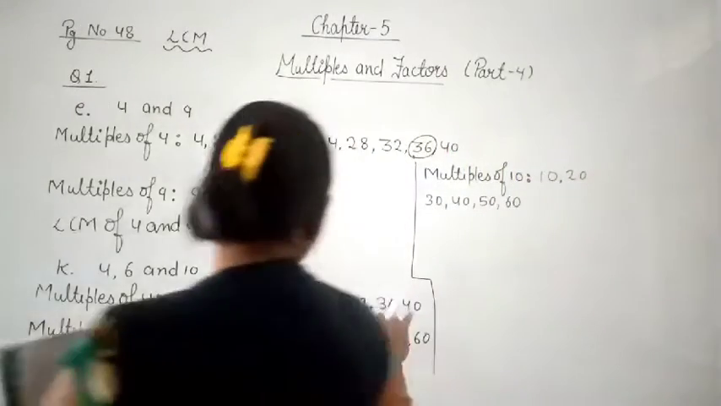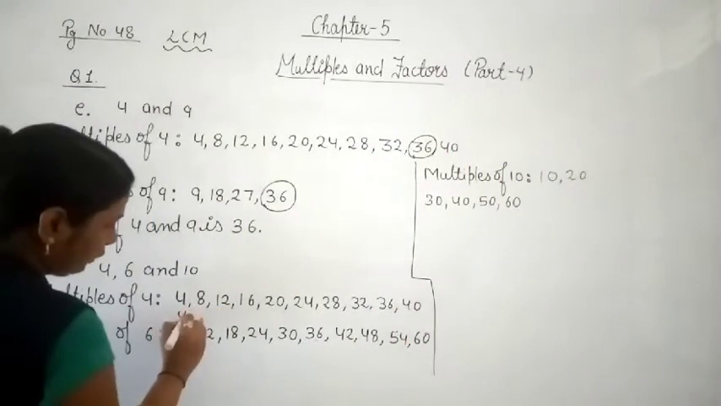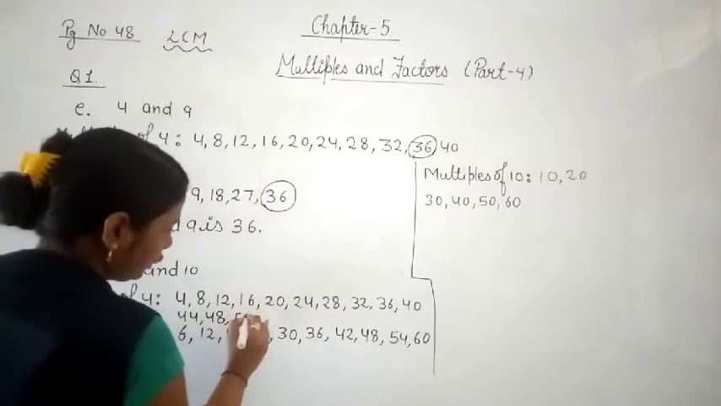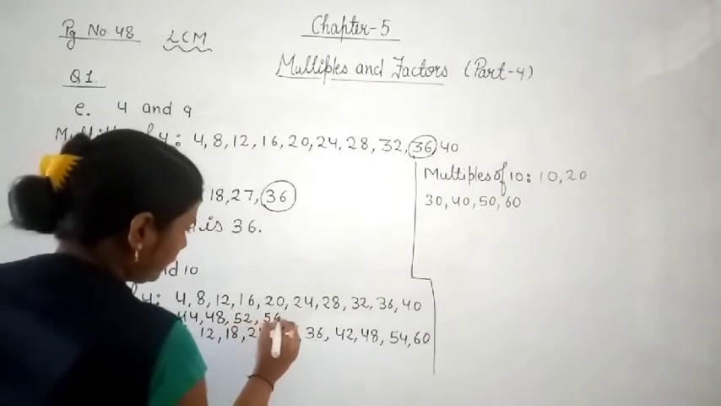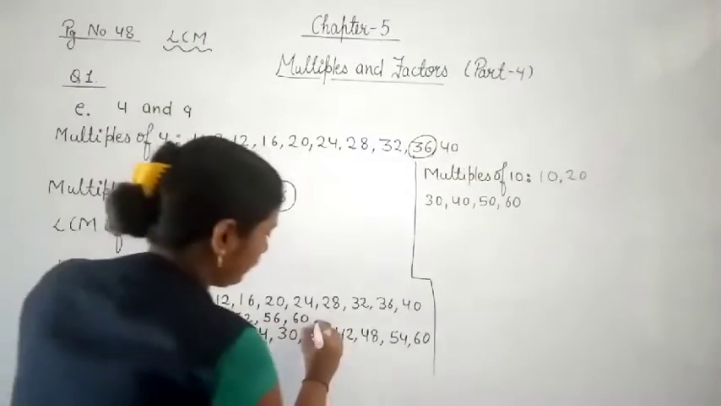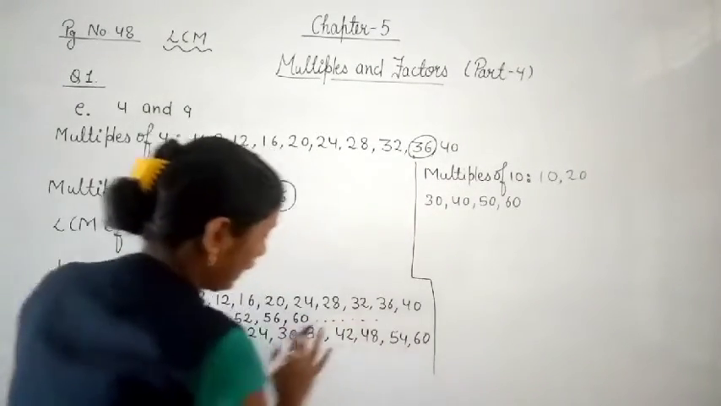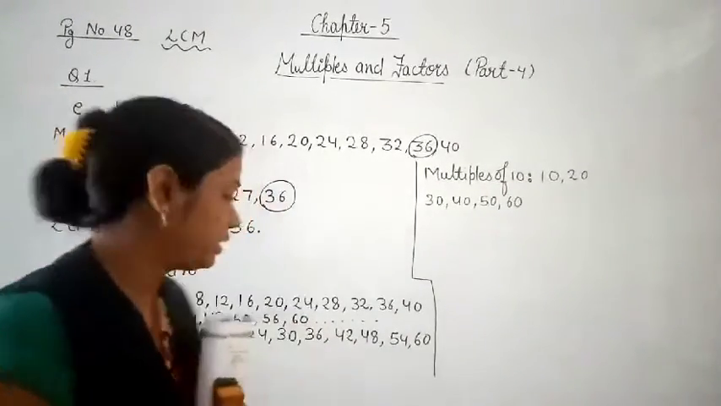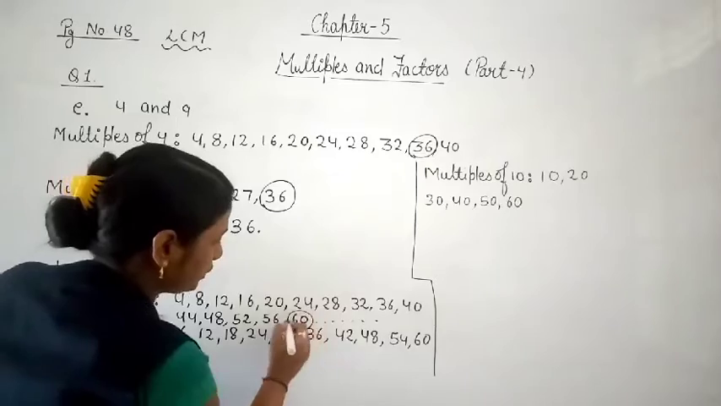So here I am proceeding. If I continue, it will be 44, then 48, then 52, then 56, and then 60. We may have more, but here we have got our very first common multiple, and that is 60. So here we will encircle it.